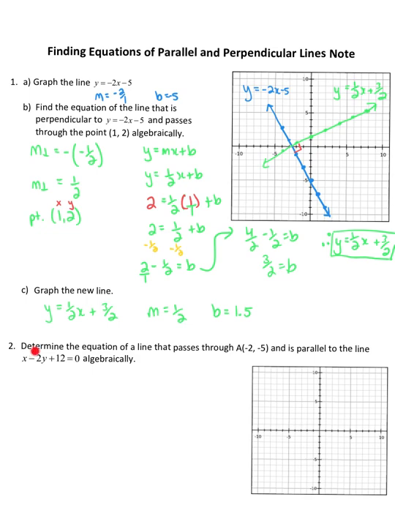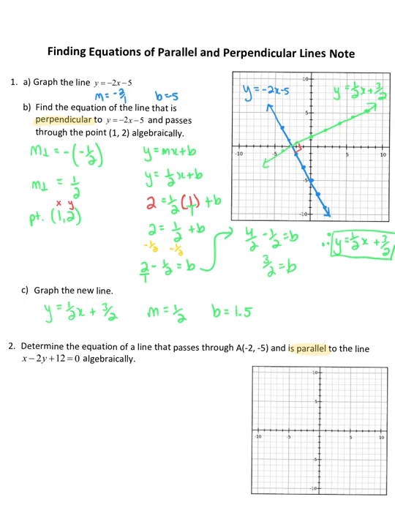In question 2, we are asked to determine the equation of a line that passes through point A and is parallel to the line x minus 2y plus 12 equals 0 algebraically. This is a similar question to the above question, but here the new line is parallel to the original line that's given. So we should highlight that. And in the previous question, it was perpendicular.